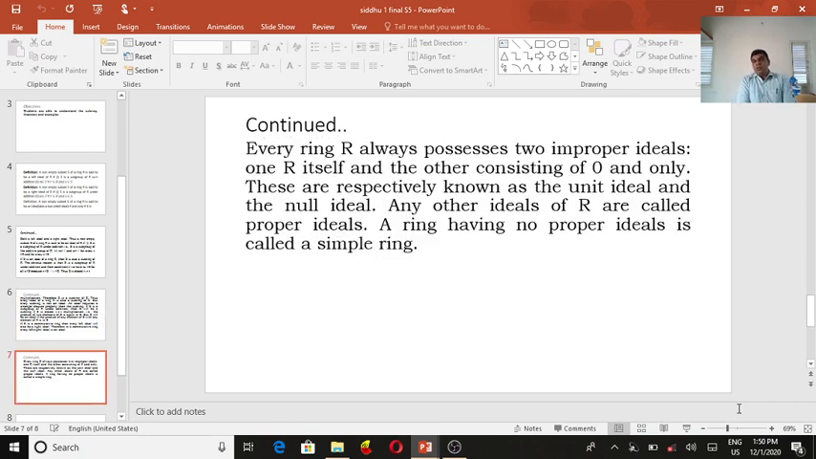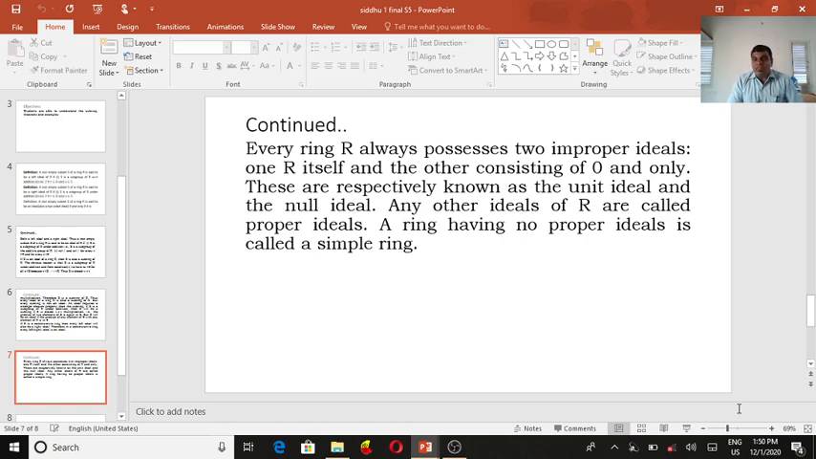So this is a definition: every ring always possesses two improper ideals. A ring always possesses 0 and itself. This is called an improper ideal. 0 and itself are the improper or trivial ideals.